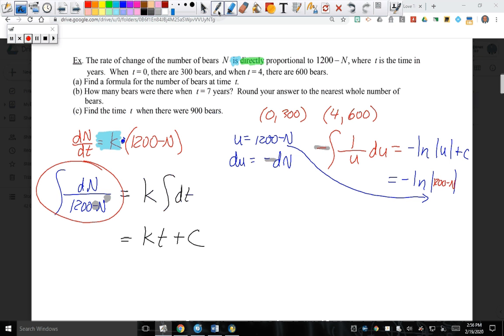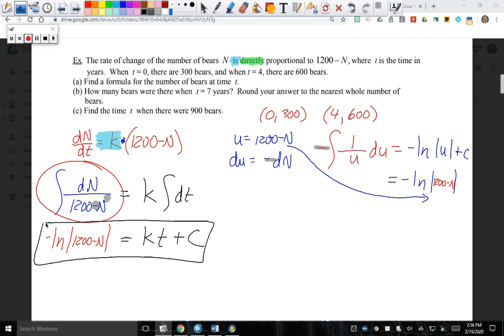So it will be the natural log of the absolute value of 1200 minus n with a negative in front. Please tell me, why did I still write this absolute value? Because I have n. N is still a variable right now. What do we call this right here that we just found? General solution. Okay?